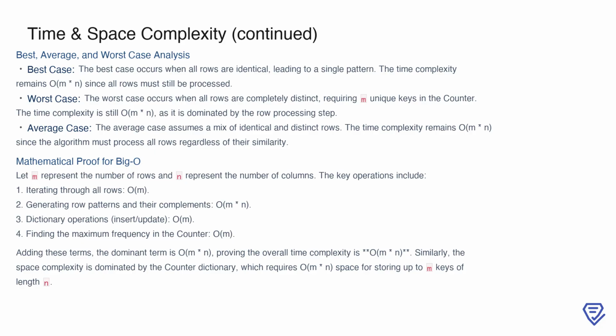To formally prove this, we can sum the complexities of key operations. Iterating through rows takes O(m), generating row patterns and their complements takes O(m*n), dictionary operations require O(m), and finding the maximum frequency adds another O(m). The dominant term here is O(m*n), confirming that the overall time complexity is O(m*n). Similarly, the space complexity remains O(m*n), dominated by the counter dictionary.